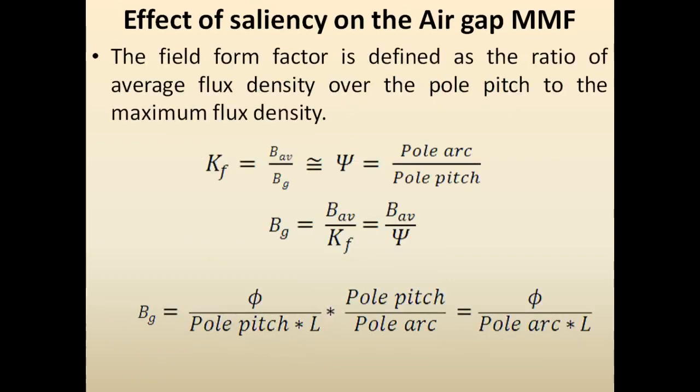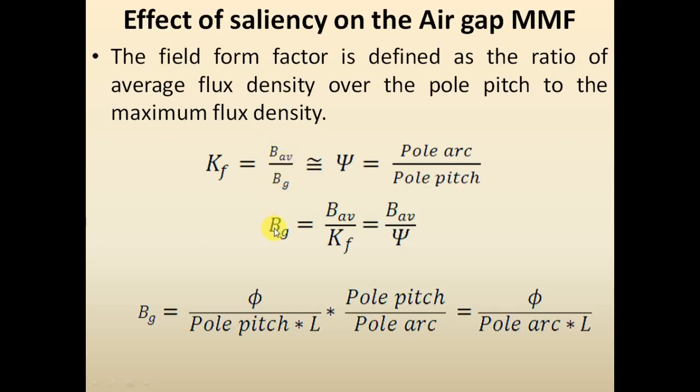The term Bg can be found out from the relation of form factor. The relation for form factor you have already studied. The form factor is defined as the ratio of average flux density to the maximum flux density. The maximum flux density is occurring at the center of the pole. So you can write the relation for Kf is equal to B average divided by Bg. This form factor is also indicated by psi, and it is equivalent to the ratio of pole arc to the pole pitch.